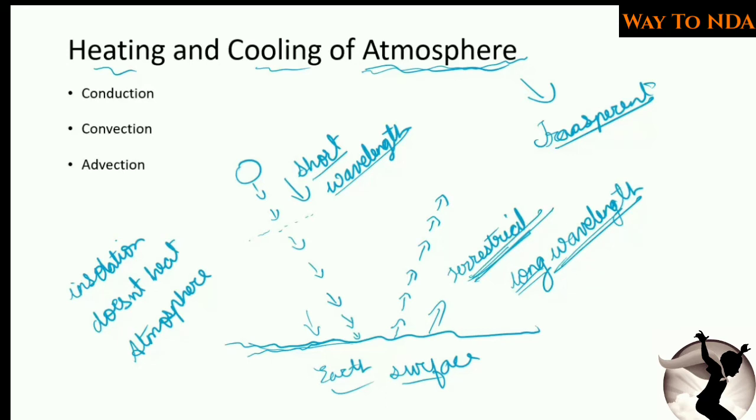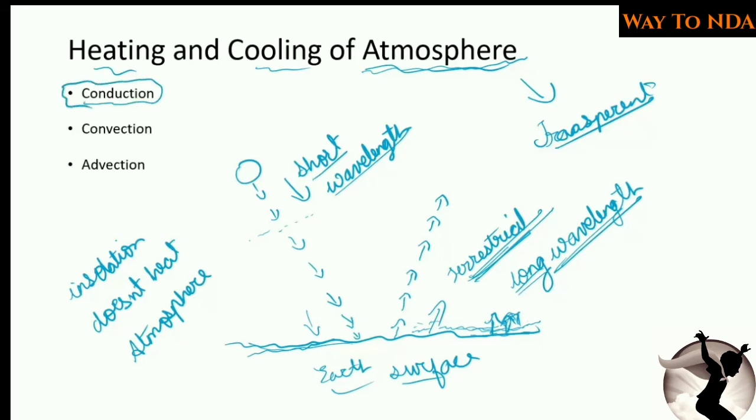So the lower part of the atmosphere, the lower air of the atmosphere, is heated due to the transfer of heat from the earth's surface to this atmosphere. Now you should know that the atmosphere is cool, the earth's surface is warm, so the heat is transferred from the hot surface to the cold surface, and this is called conduction.